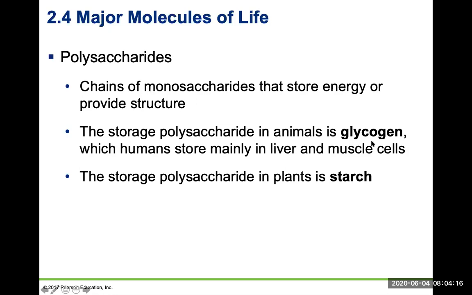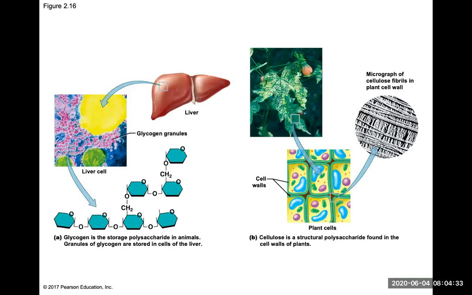In animals, the main polysaccharide is glycogen, where humans store all of the sugar, and glycogen is mainly located in your liver and muscle cells. In plants, starch is the main polysaccharide. So here is glycogen, and again, it's a polysaccharide, so we'll see several monosaccharides joined together, and glycogen is stored in the liver. When we need extra sugar, glycogen will be broken down.